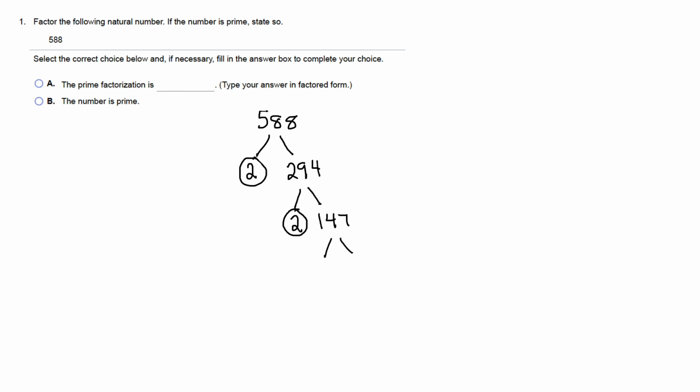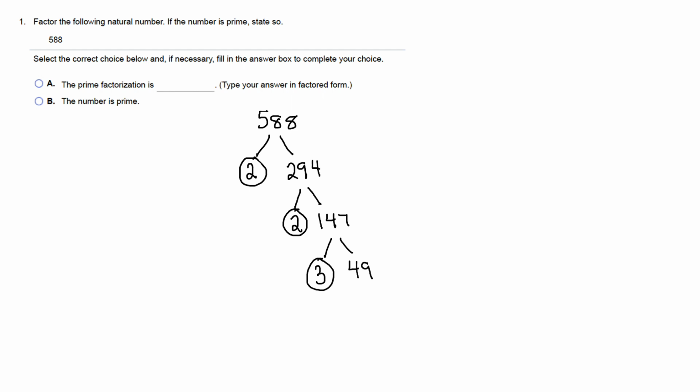So on the calculator, I'm going to see if there's a number that can go into 147 evenly. I know it's not even, so 2 will not divide evenly into 147. So let's try 3. When I divide 147 by 3, I get 49. So 3 times 49 is 147. 3 is a prime number, so I'll circle it.